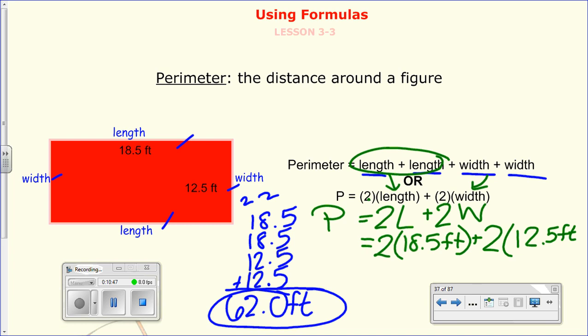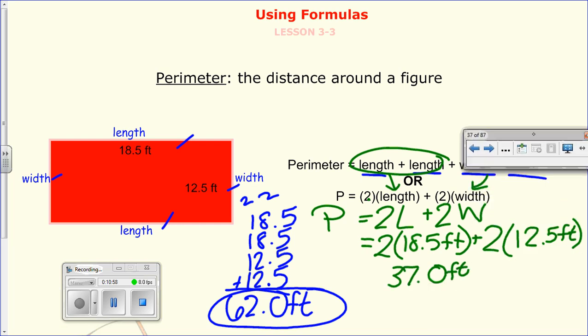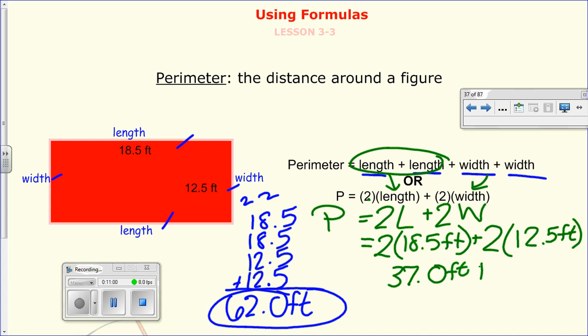And you multiply it. 2 times 18.5, well, 2 times 5 is 10. So that would be 37 feet. And I'm going to move this box out of the way. Then we have plus 2 times 12 and 5/10. Well, that would be 25 feet if you multiply that out. And if you add these together now, 37 plus 25, we get 62. So we get 62 feet.